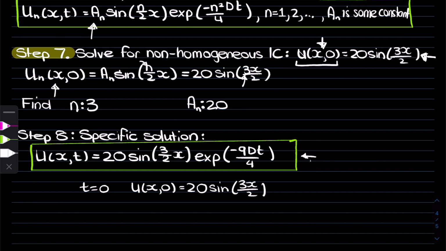And then you can do t greater than 0. Say if we had t equals 4, then we get u equals 20 sine 3x over 2 exponential minus 9 and times whatever the diffusivity constant is. So you'll see it starts decaying as soon as t is greater than 0.